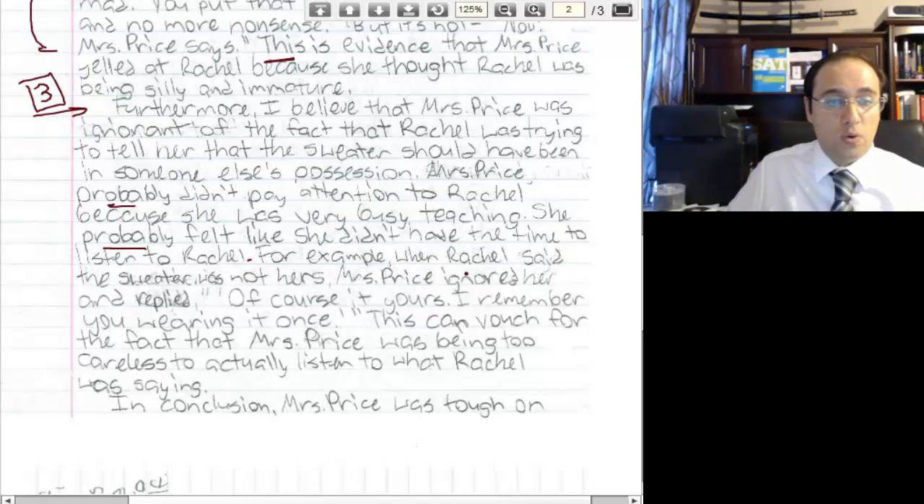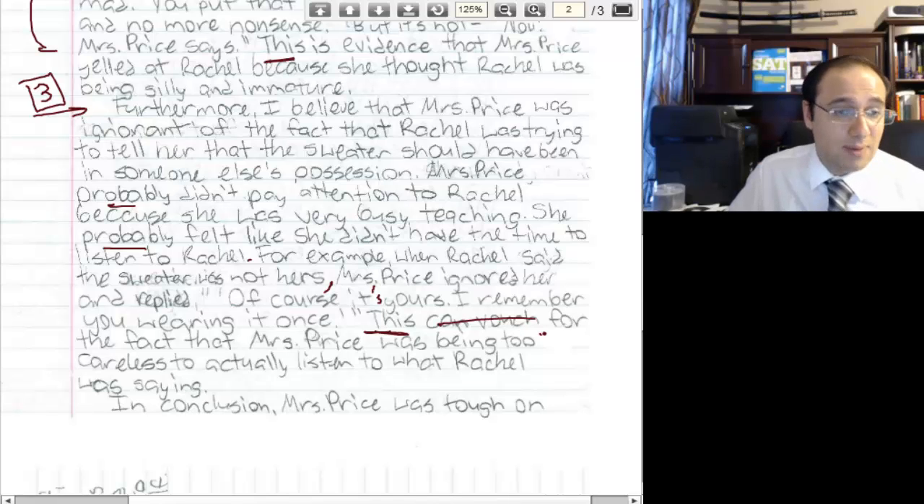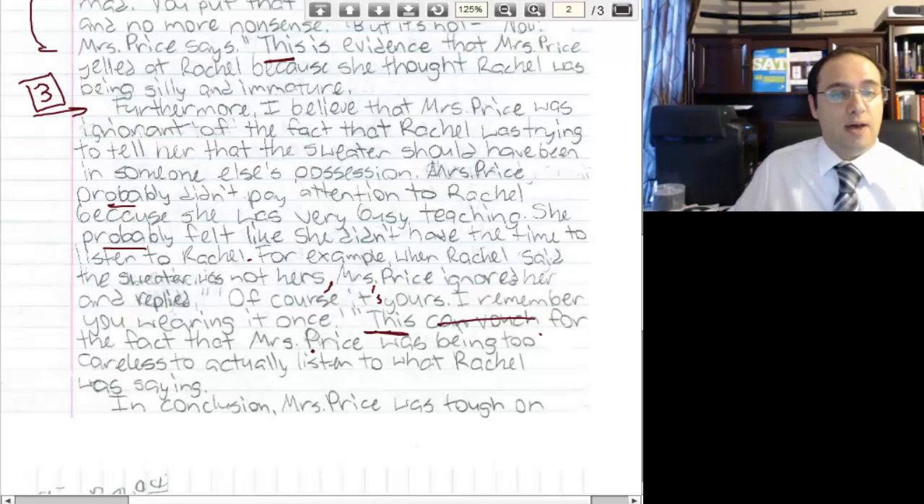For example, when Rachel said the sweater was not hers, Mrs. Price ignored her and replied, "Of course it's yours. I remember you wearing it once." This, again, same thing, can vouch for the fact, not very good, we can say this exemplifies the fact, this emphasizes the fact, this illustrates the fact, this shows the fact that Mrs. Price was being too careless to actually listen to what Rachel was saying.